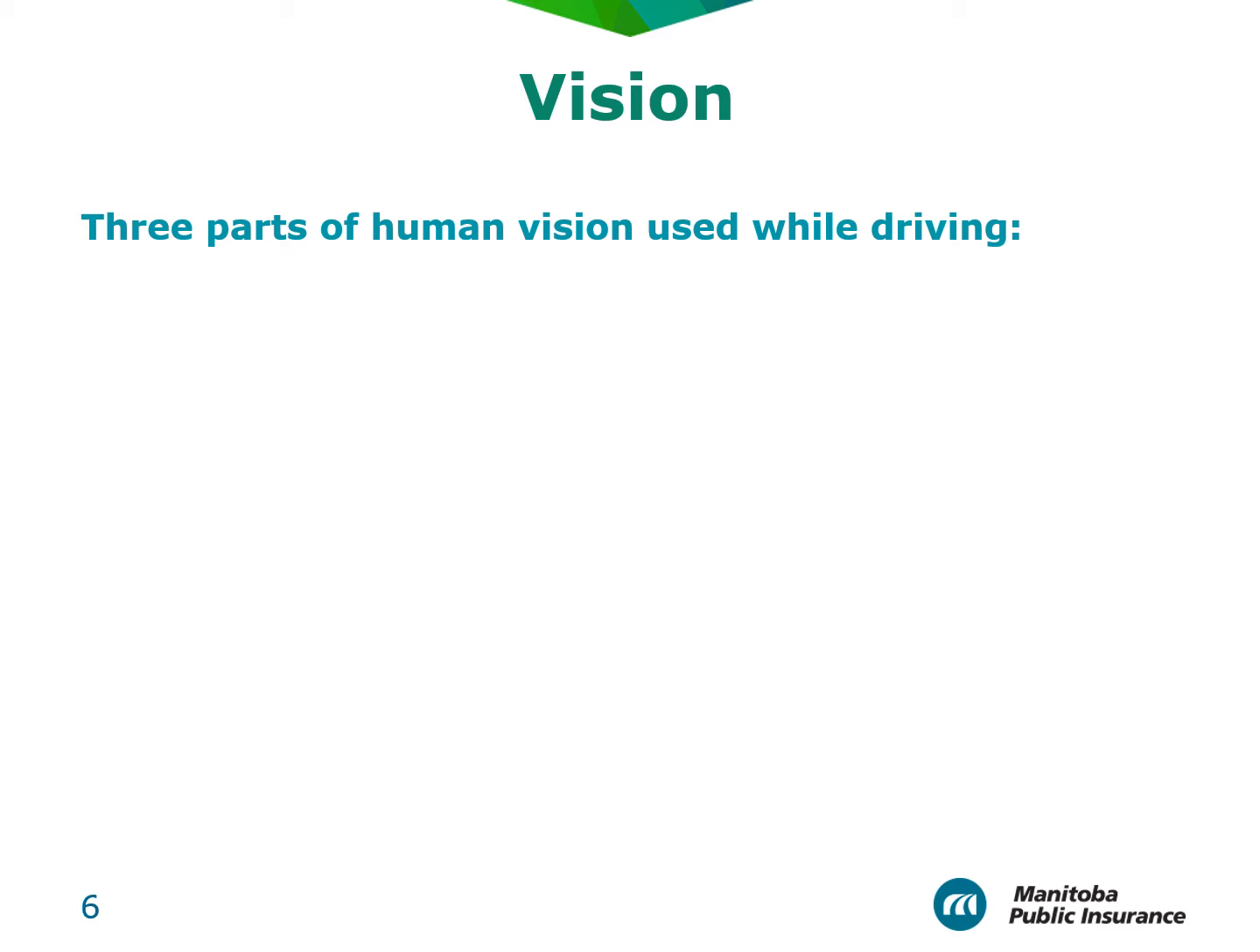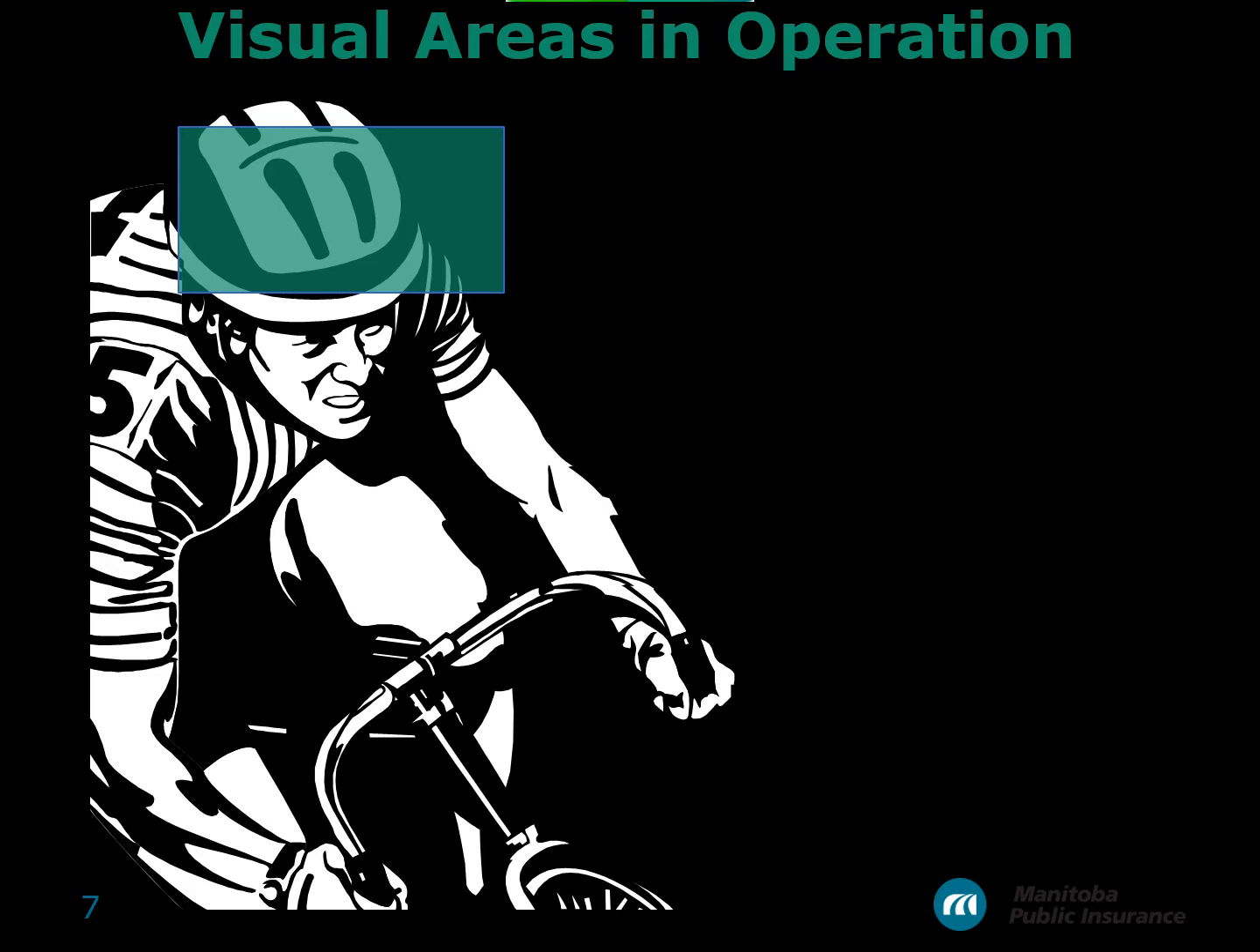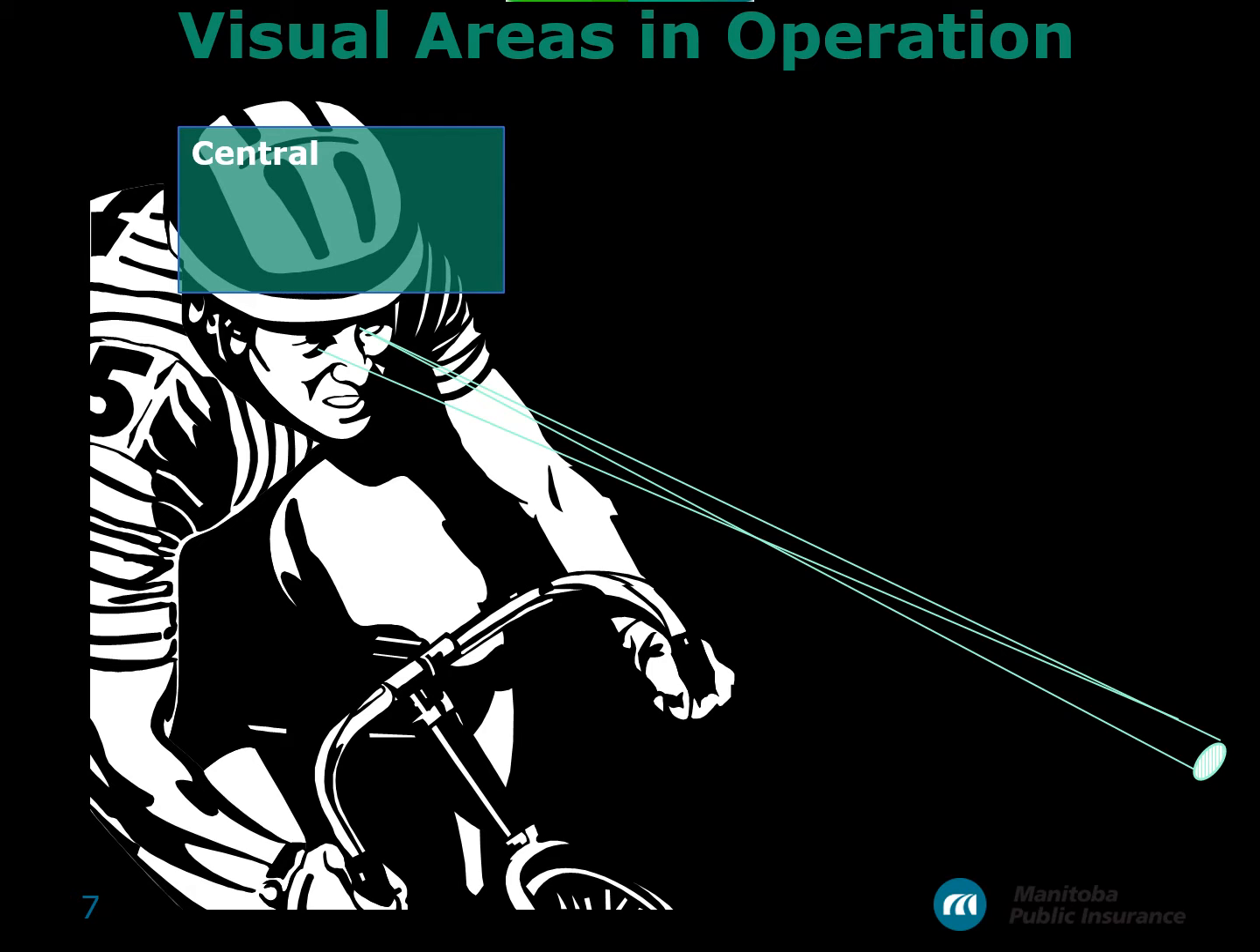In order to understand how we use vision when we drive, we need to identify the three parts of human vision. These parts are central vision, fringe vision, and peripheral vision. Each visual area is specialized to serve a specific task. The first area is the central vision.